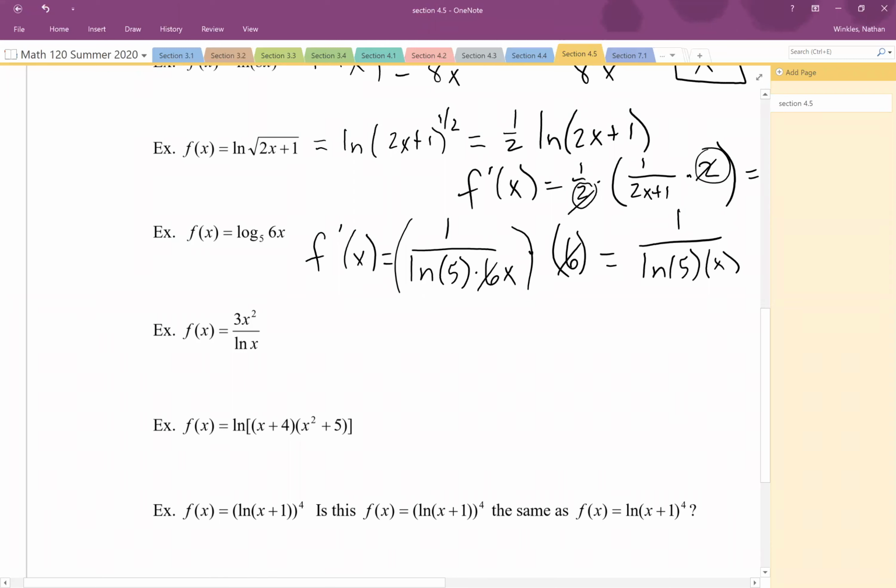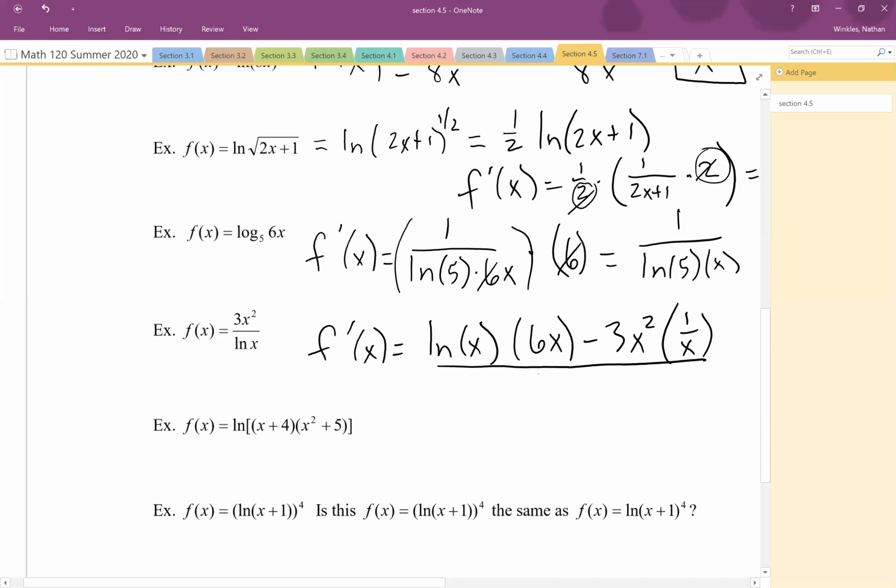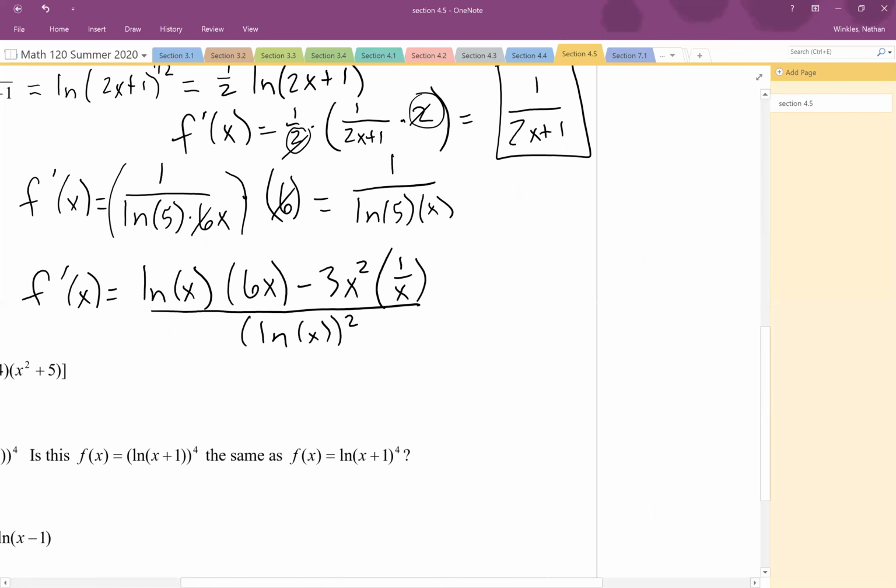We can also have quotient rules here, like we're seeing here. So this derivative, f prime of x, is low times the derivative of the high, minus the high times the derivative of ln of x, which is 1 over x, all over ln of x all squared. If we simplify this, we get 6x ln x minus 3x all over ln of x all squared.